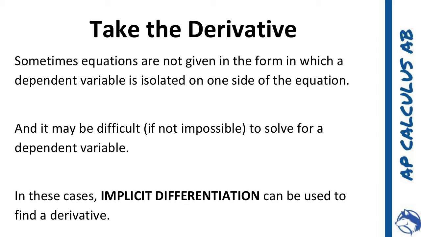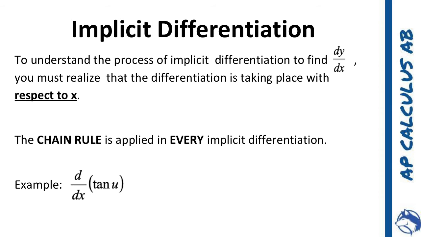So sometimes equations are not given in the form where the dependent variable is isolated on one side of the equation, and sometimes it might be impossible to do that. What that means is it's going to be very hard to get y equals something, and oftentimes that causes a big problem. But now we're going to learn something called implicit differentiation, where we can find the derivative of equations like this, because they're not functions.